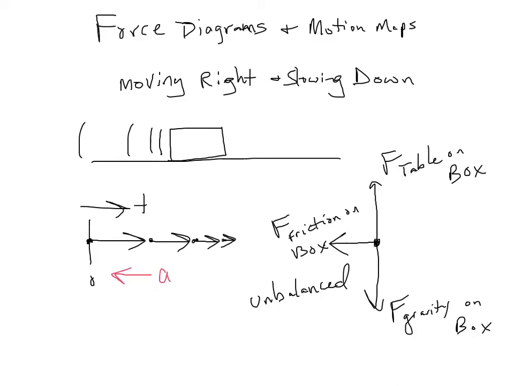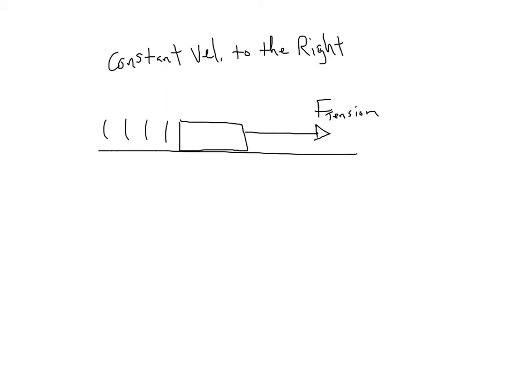Let's look at another one quickly. So this one, we have a box on a surface here, and it has a constant velocity to the right, again indicated by equally spaced motion lines.